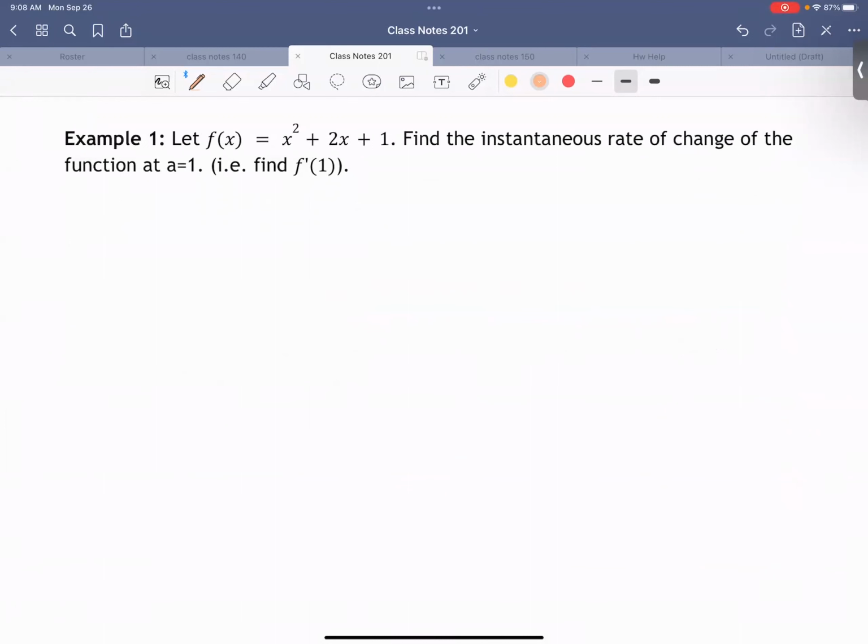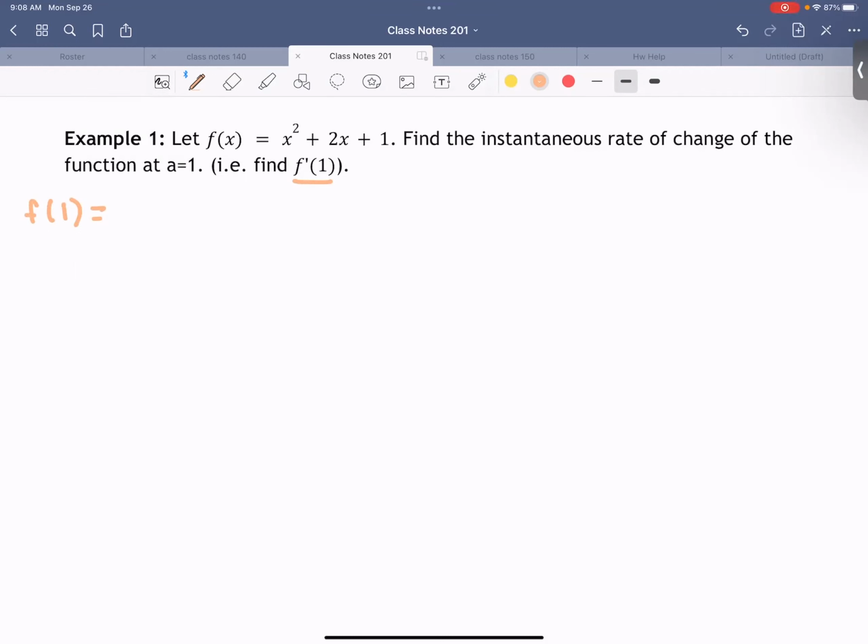So first, we have this function x squared plus 2x plus 1. If I graph this, it would look like a parabola, right? So I can't just find the slope at any point. We want to find the instantaneous rate of change, which is also the derivative of our function at a equals 1. So I want to find essentially f prime of 1. So before I go on, let's actually find what f of 1 is.